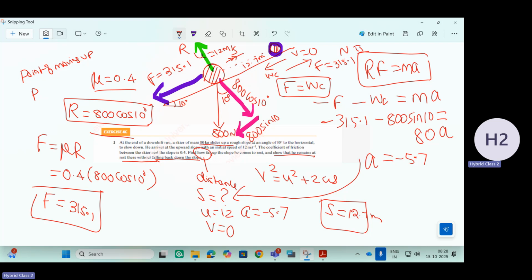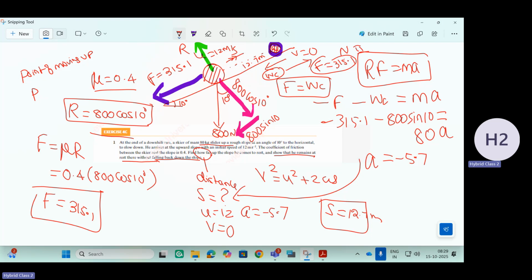Because R will be 800 cos 10. Even if it comes over here, R is going to be 800 cos 10. If I multiply by mu, the same friction will come, but acting in the opposite direction. Because after he reaches here, what does he do? He tries to come down, right? Because of weight. So if he tries to come down, friction acts this side. So friction here, weight here. The weight component is also the same, 800 sine 10. That is the only thing there.